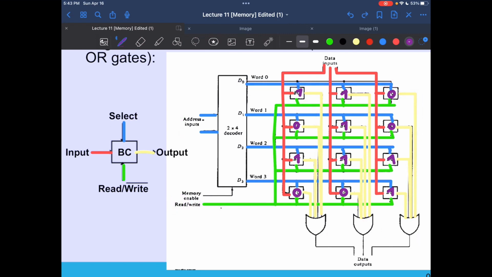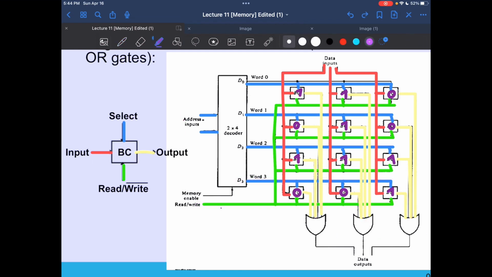Let's try another word. Let's assume we want to read word number 3. Then in the decoder, we have to select 3, which is 1, 1 in binary. Word 3 will select all binary cells in the word. And since we have read for all binary cells, 0, 0, 1 will go out from the OR gate.